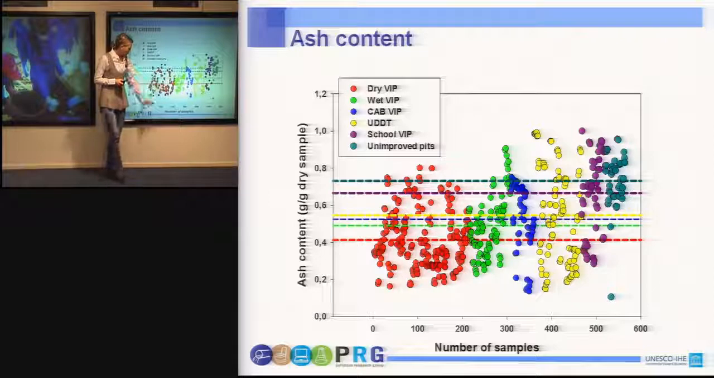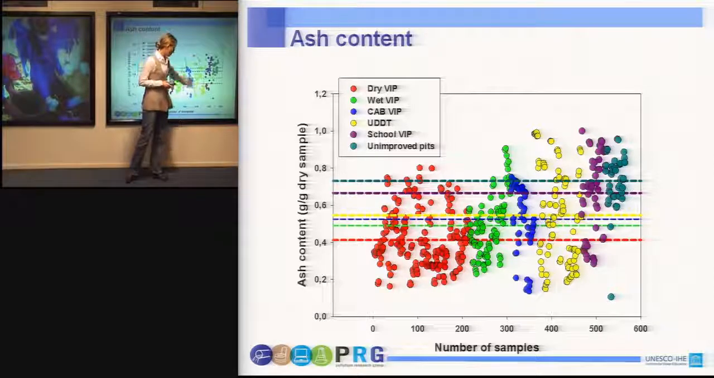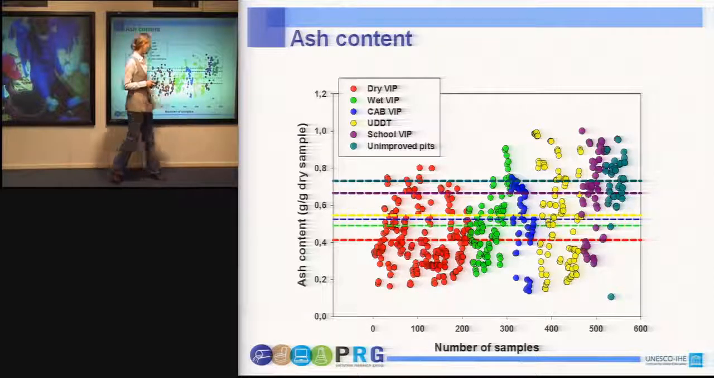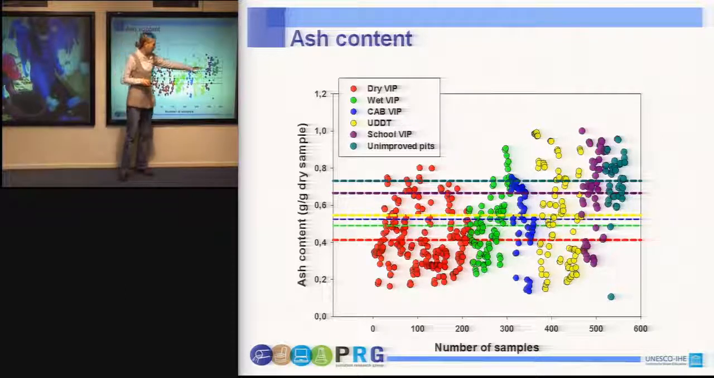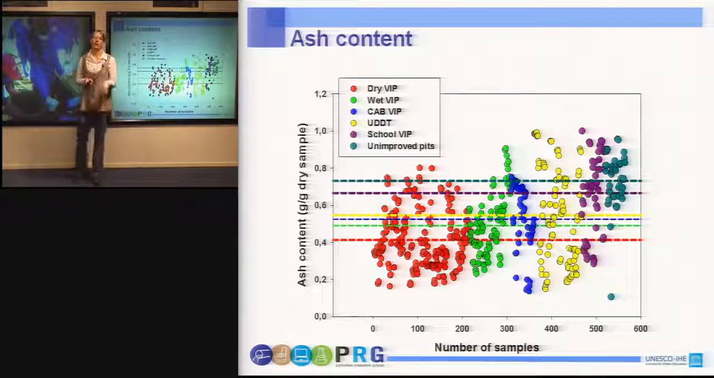So we see, for example, here for the urine diversion toilets, we have a much higher ash content, which is also, again, coming from the standing or inactive vaults.